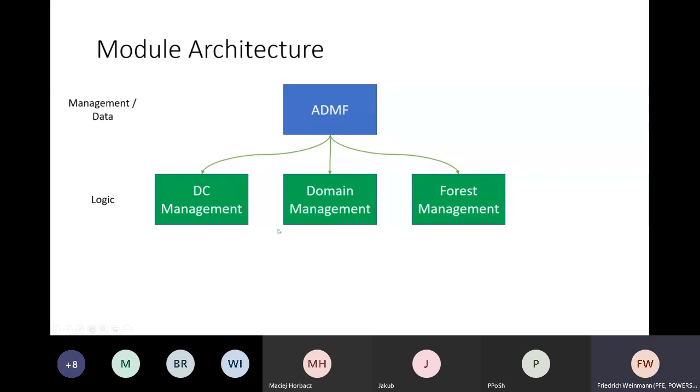Underneath the ADMF, there are 3 separate components: domain controller management, domain management, and forest management. Every single component that we manage is actually implemented in one of these 3 modules. For example, the logic that implements group management happens in domain management, of course. Access rules also in domain management. And site management, on the other hand, is in forest management, because that is forest-wide. Basically, anything that happens in the schema and configuration naming contexts is handled by the forest management.